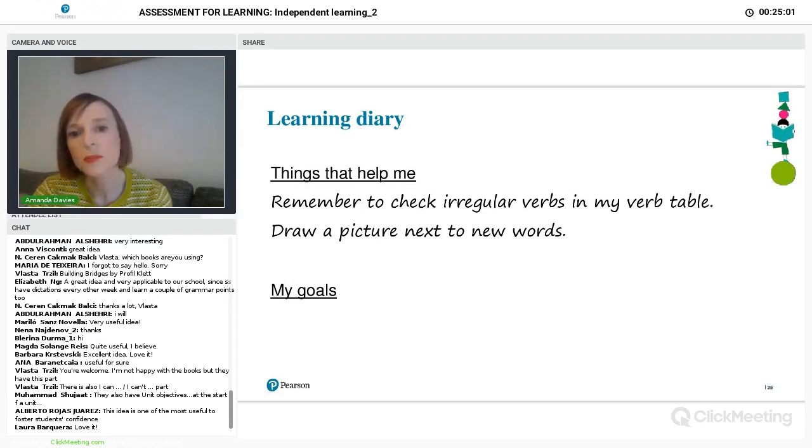Another strategy might be drawing a picture next to new words. Some students respond very well. Other students remember better when they write a translation or when they use the word in a sentence. So students can make a note of the things that help them.